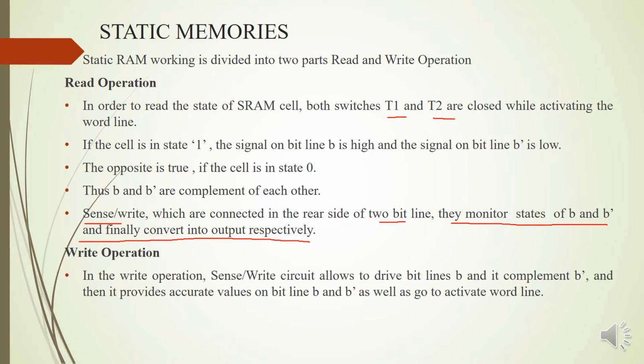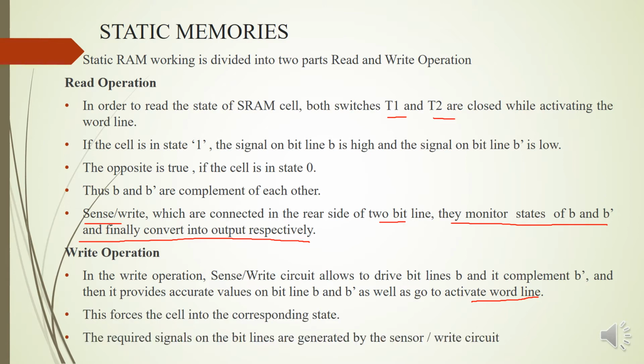Write operation. In the write operation, the sense or write circuit drives bit lines B and its complement B bar, and it provides an accurate value on bit lines B and B bar as we go to the active word line initialization. This forces the cell into a corresponding state. The required signals on the bit lines are generated by the sense or write circuit.